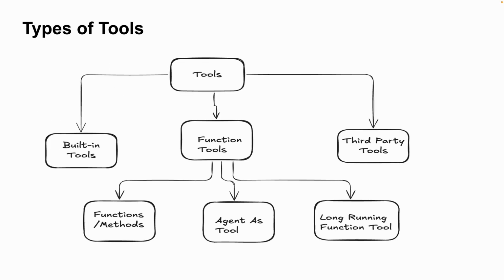Now we'll see the types of tools: built-in tools, third-party tools, and custom tools, and we'll see a demo for all the different types of tools. Now let's see the different types of tools supported in ADK. Mainly there are three types of tools in ADK called built-in tools, function tools, and third-party tools. Function tools can be further divided into three categories: functions or methods; agent as tool, where we can invoke other kinds of agents as well; and long-running function tool. It is a kind of function tool where we can use the human in the loop feature, where human decisions are required in between to proceed with the further process.